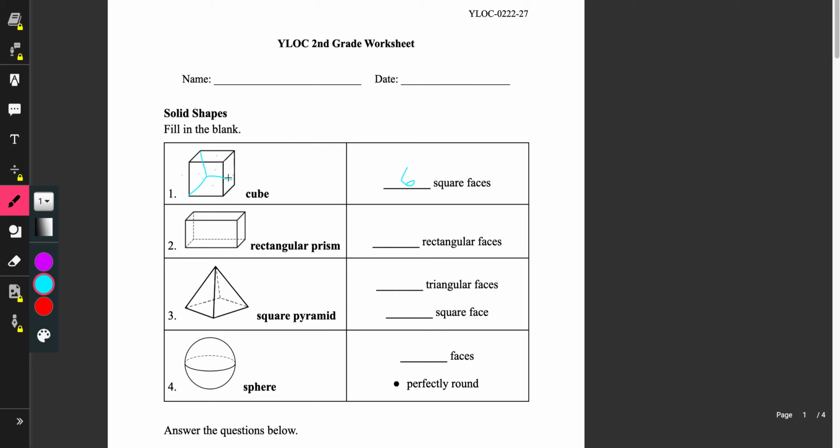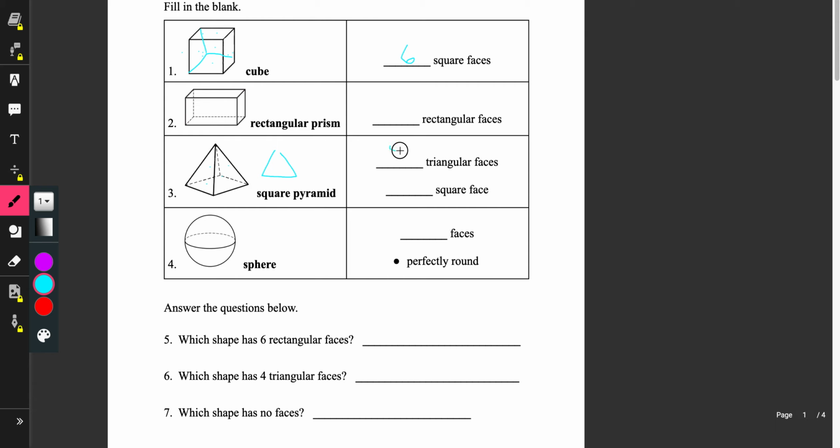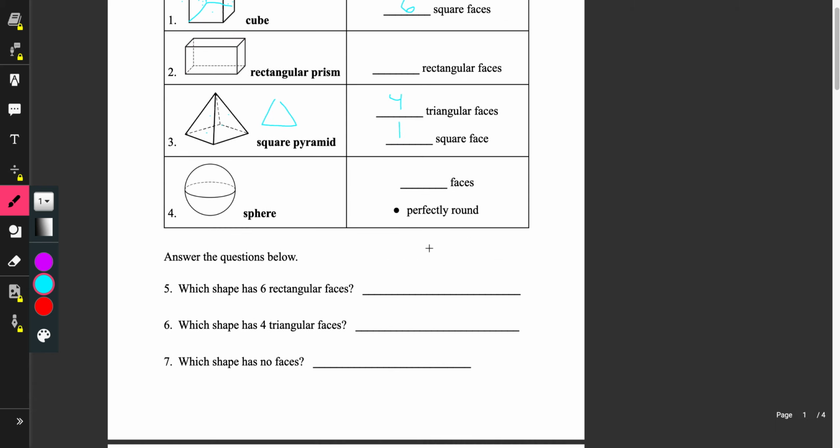Again, for number 3, square pyramid. So let's see how many triangular faces. It asks for triangular faces, so we're going to look for triangles. How many triangle faces are there? There's 1, 2, 3, 4. So there's 4. How many square faces? There's only 1. So there you go.